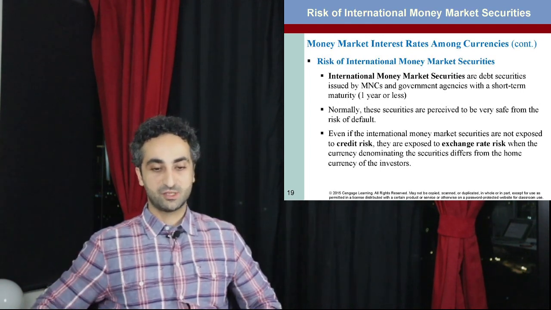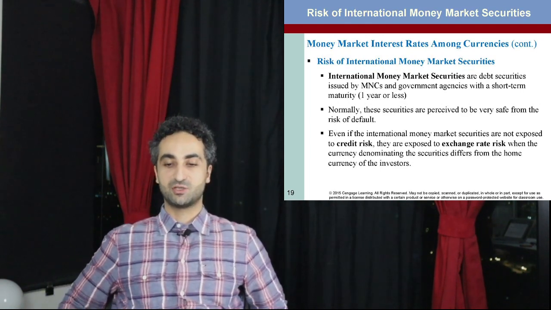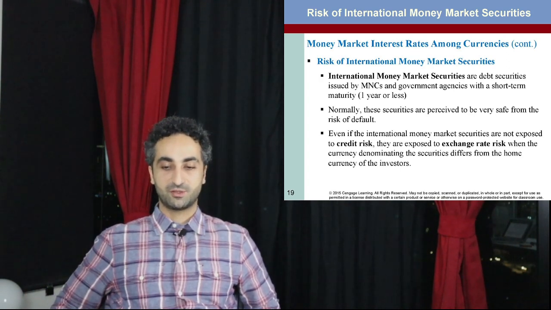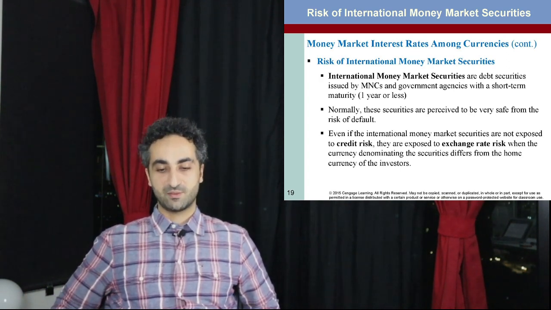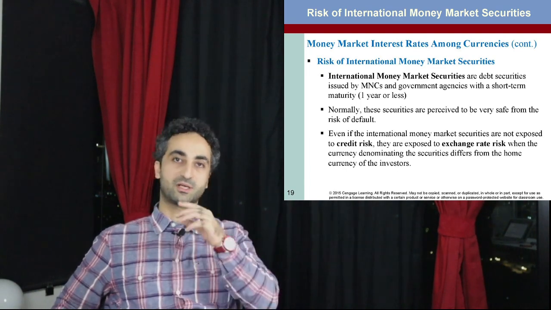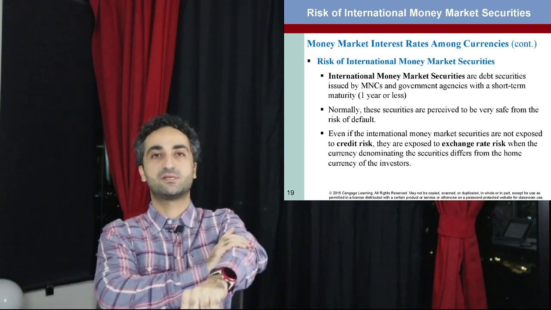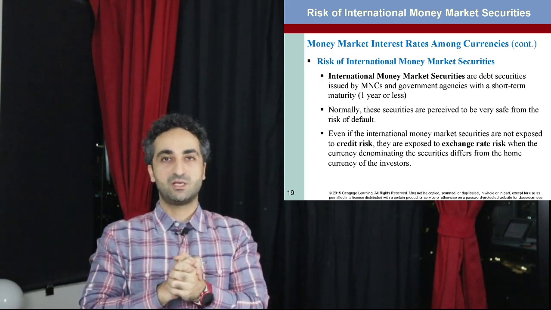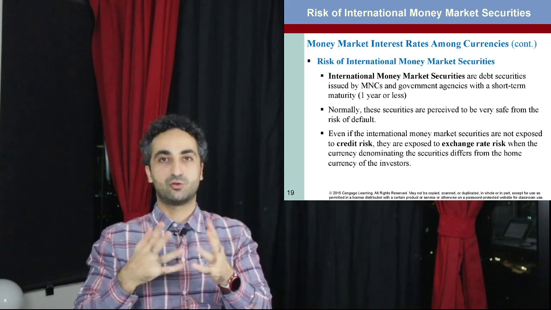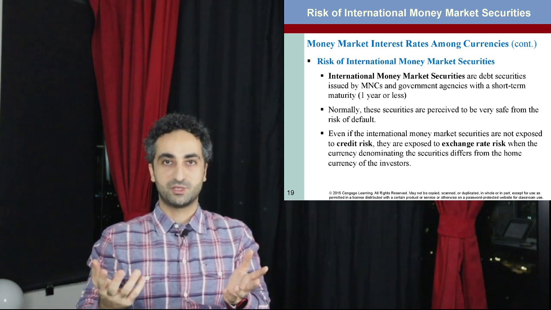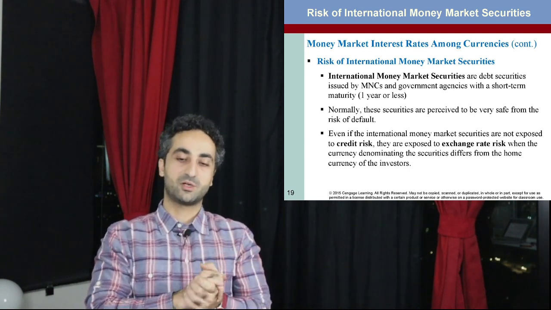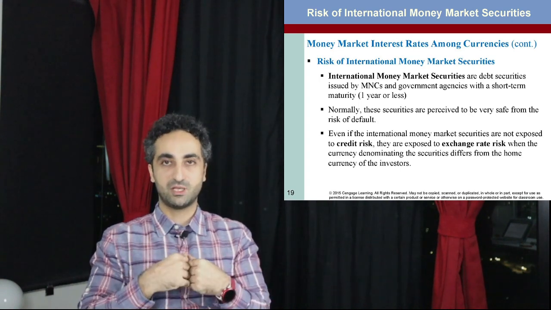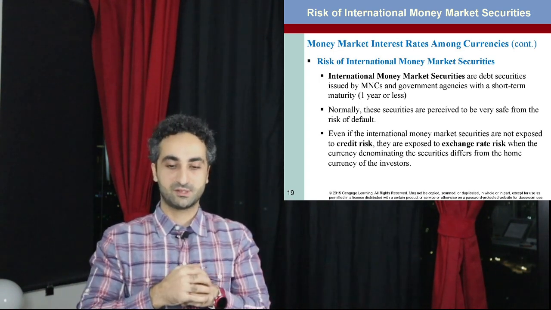So let's continue with the risk of international money market securities. International money market securities are debt securities issued by MNCs. So we discussed the money market. Now let's discuss the instruments themselves. So I am McDonald's. I need money for 6 months. I don't know what to do. One option is to go to the money market. Now, what shall I do in the money market? I can borrow money and pay some interest.